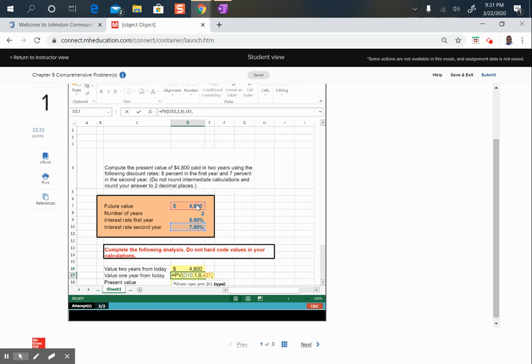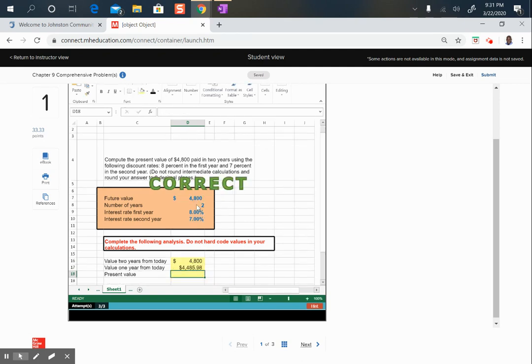And the type here: we know that if the payments are at the end of the year or at the end of the period, then we use 0 as the default. If the payments are at the beginning of the period, then you use 1. In this case, by default it's at the end of the period, so you could just enter 0 or ignore that. I'll do that and enter, and that gives you the present value a year from today of that $4,800.